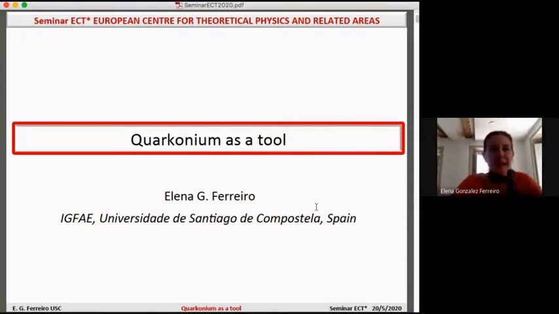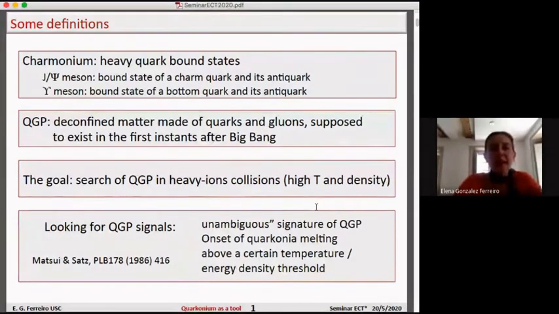So, as Alessandro said, I'm going to speak about quarkonium. Since the beginning, I'm going to introduce some definitions. The main points of the seminar are going to be about charmonium and bottomonium, the mesons made up of bound states of charm or bottom quarks. I'm going also to speak about the quark-gluon plasma, which is the deconfined matter supposed to exist after the Big Bang.